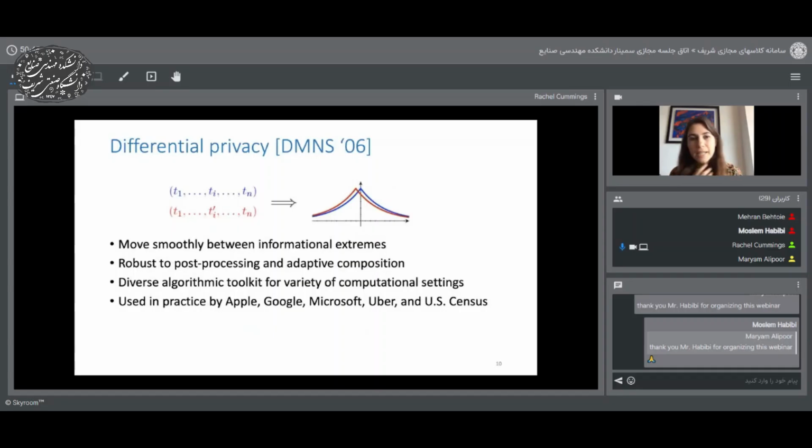Good. This is a wrap-up slide of the overview. The main point is that we now have a whole bunch of differentially private algorithms for a lot of different problems that you might want to solve: optimization, statistics, economics, machine learning, you name it. And these things are also being used in practice by some major tech firms and also branches of the American government.